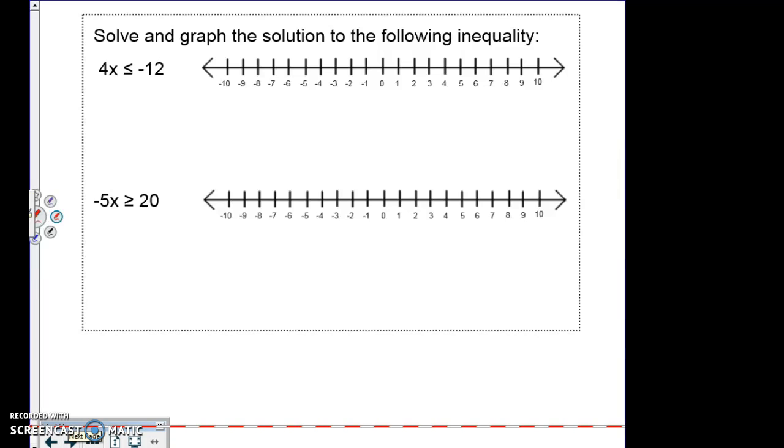And for dividing and multiplying, however, there is a trick. So make sure you're paying attention right now. So that one's tricky. All right, the first one, notice how the 4 is positive.